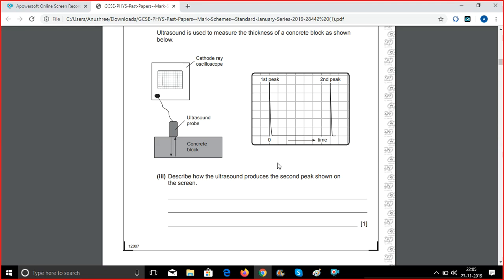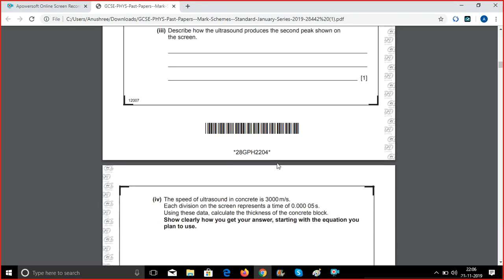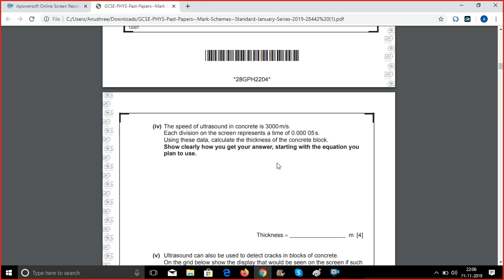The second peak shown on the screen is produced as the ultrasound is coming out of the other end. Can you just repeat the last one, what you have explained to me? The second peak is the ultrasound coming out of the other end of the concrete block after the concrete block has been penetrated by the ultrasound. Yes, that's very correct. So basically, this one's correct. Now the fourth one. One moment, just writing it down.